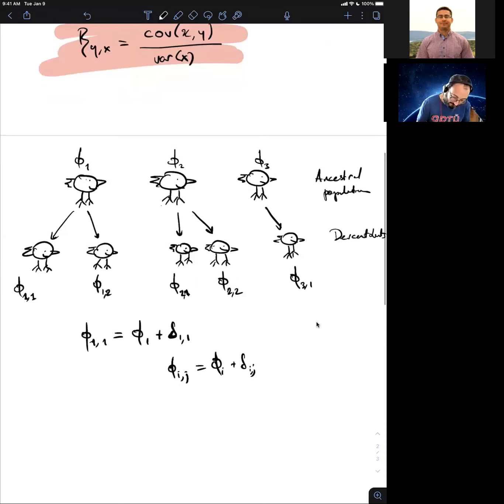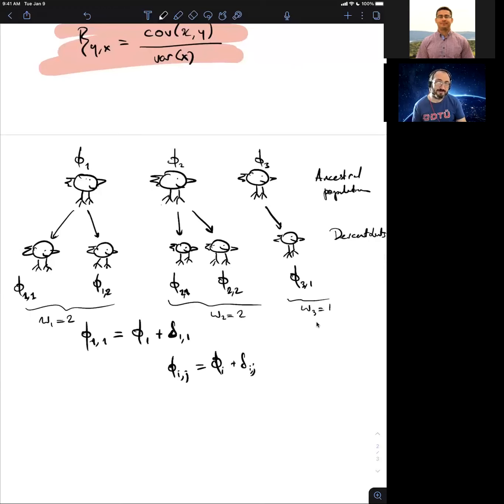And then the last thing we want to define is what we're going to call fitness, which is how many descendants are assigned to each ancestor. We're going to call fitness W. So W1 in this case is 2, W2 is also 2, and W3 is 1. The first ancestor has 2 descendants assigned to it, so 2 offspring. The second ancestor also has 2 descendants, and the third ancestor only had one descendant.